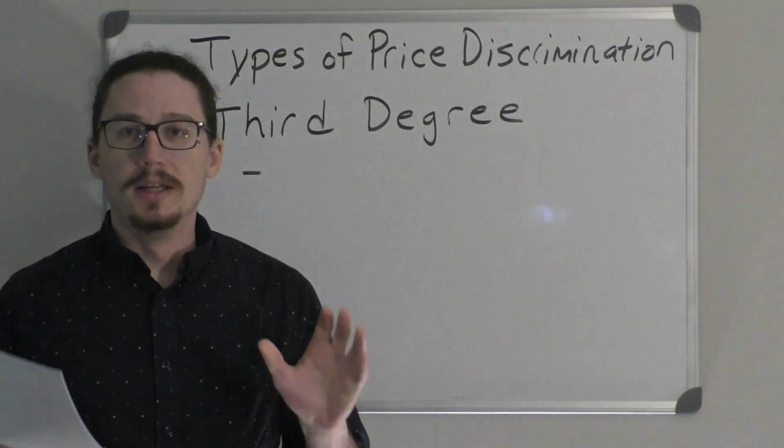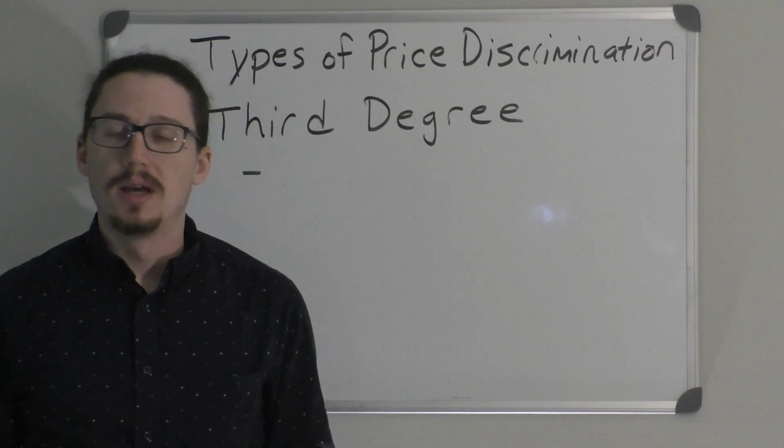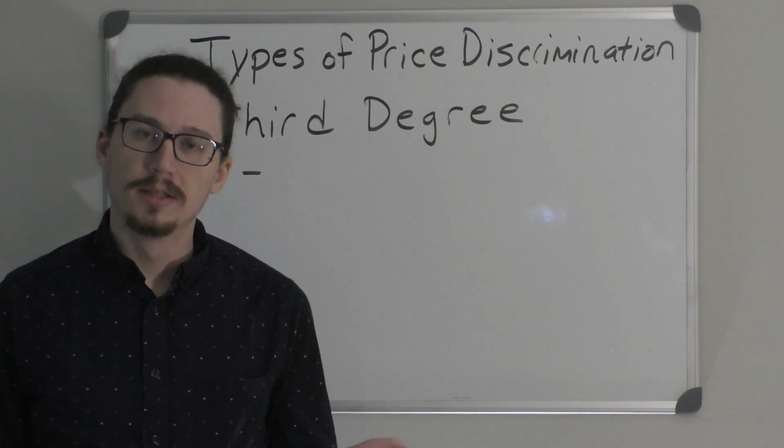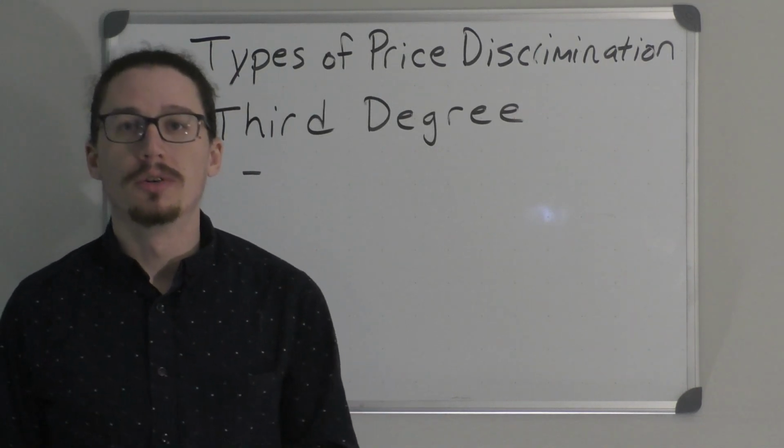Third-degree price discrimination is definitely the most common type of price discrimination. This is where you charge different prices to different consumer groups.